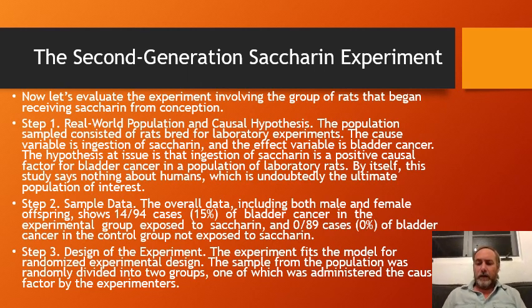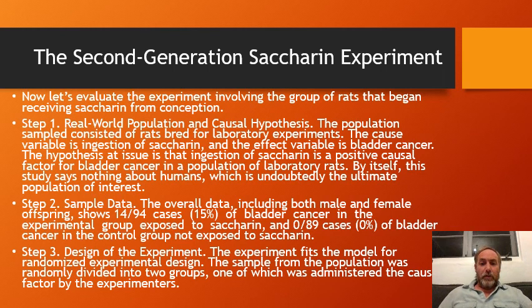So this is a little open to interpretation. What is the relevant data that's worth putting in here, and what can you leave out? So here they just say, look, the control group, 14 of the 94 got bladder cancer, 15%. And in the control group, 0 out of 89 cases. 15% in the experimental group, 0% in the control group.